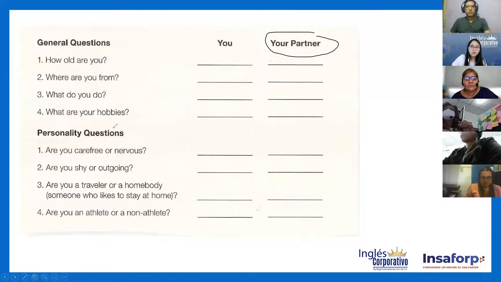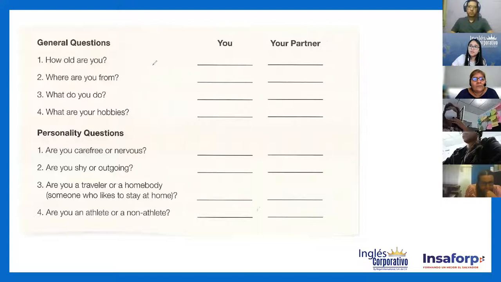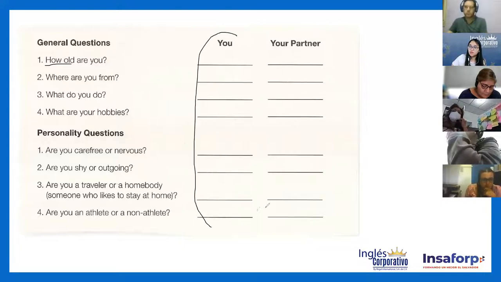Okay, so what are we going to do, Gabriela? First. What are we going to do? We are going to respond to that. How old are you? Information about me. Yes. And the second one about my partner. Exactly right. So first we are going to answer the questions with your information. And then you're going to ask the question to your partners. Okay, I'm going to give you a few minutes to complete this part. And then you are going to be working with your partners.